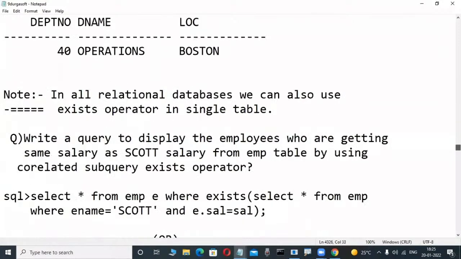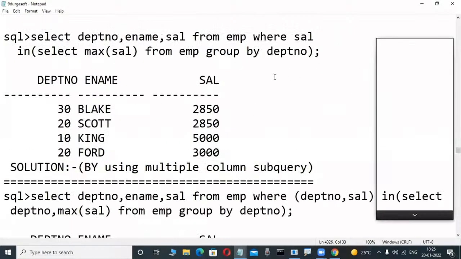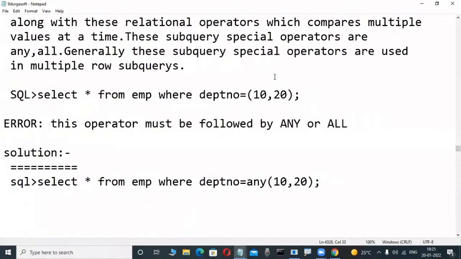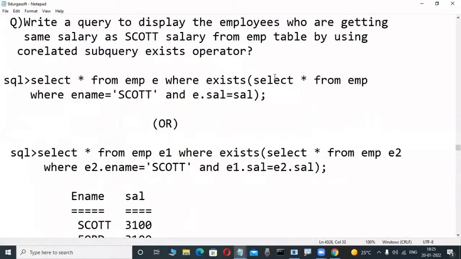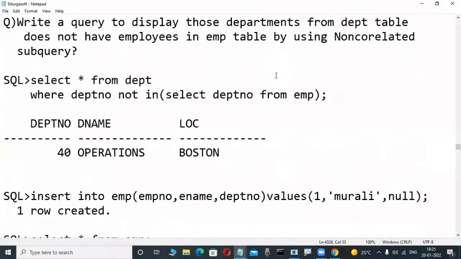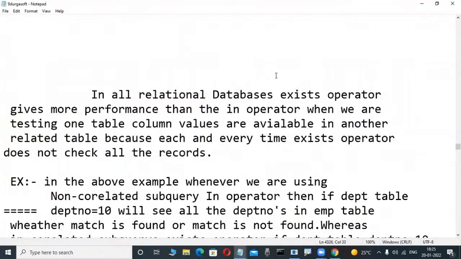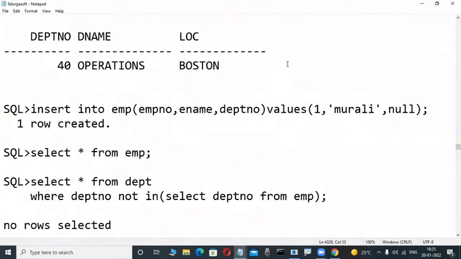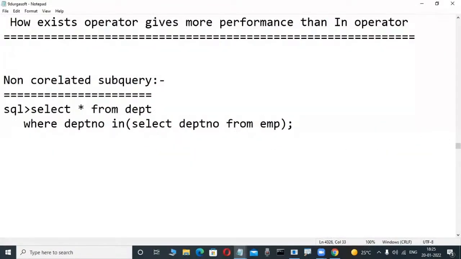Suppose you are attending an interview, then they ask: display nth highest salary employee, second highest salary employee, delete duplicate rows. So these types of things are there. We are learning all those things in our course only. Some queries are there. Okay, fine. These are all the things we are familiar with. Don't worry. Then database objects, so many things are there.